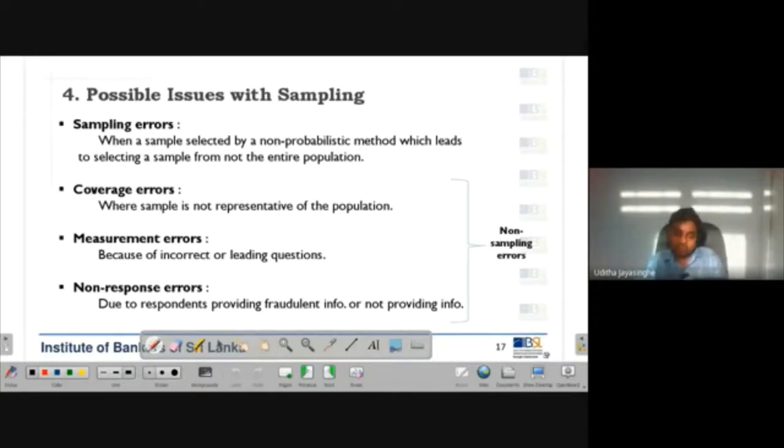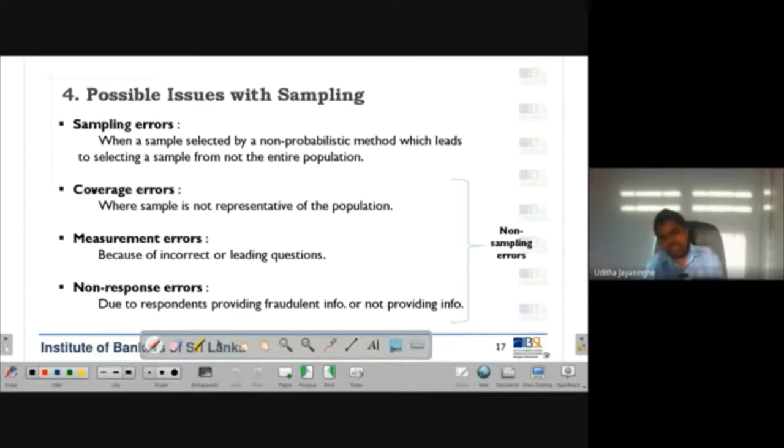Asking about some sensitive issues like what are your qualifications, what is your wealth level, what is your salary, people will give you fraudulent information, obviously. These are some bad questions to put into a survey or sampling method.